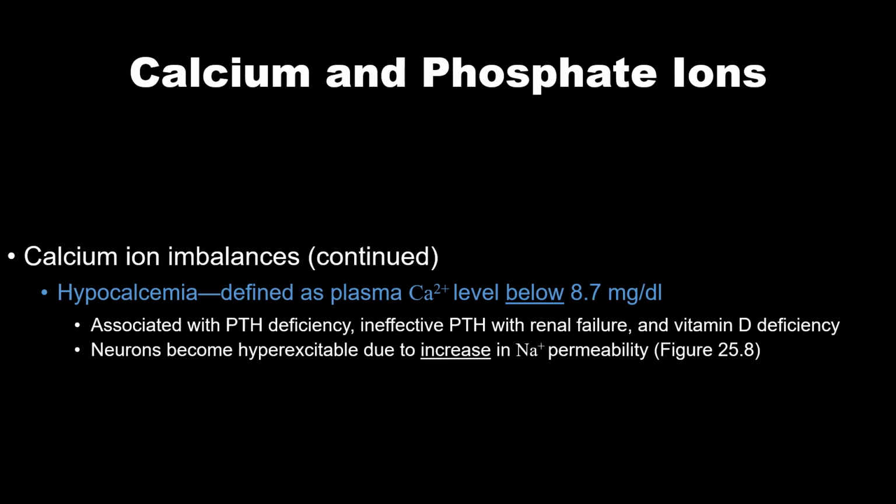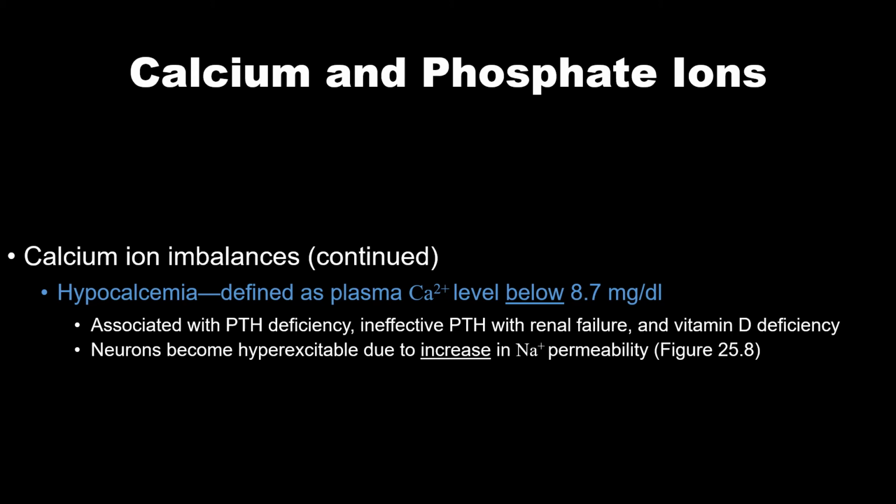Hypocalcemia, this is going to be when the blood calcium level drops below 8.7 milligrams per deciliter, and this is generally due to a decrease in parathyroid hormone, or if parathyroid hormone isn't working, like when renal failure occurs, or if vitamin D is deficient, although there are many other factors that can contribute. And hypocalcemia has the opposite effect on neurons from hypercalcemia. These neurons become hyperexcitable as more sodium enters and depolarizes the neurons, stimulating those action potentials.